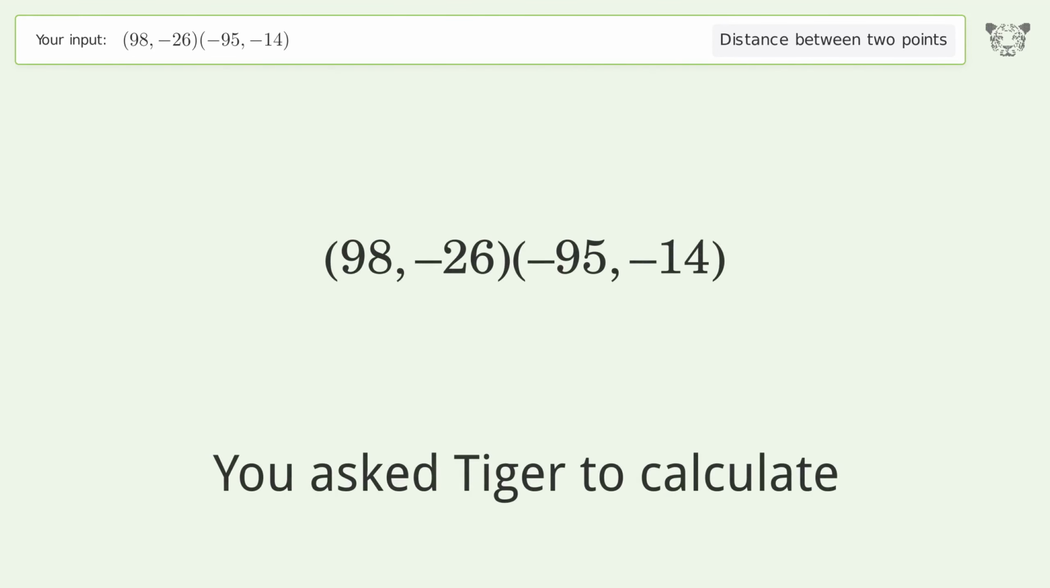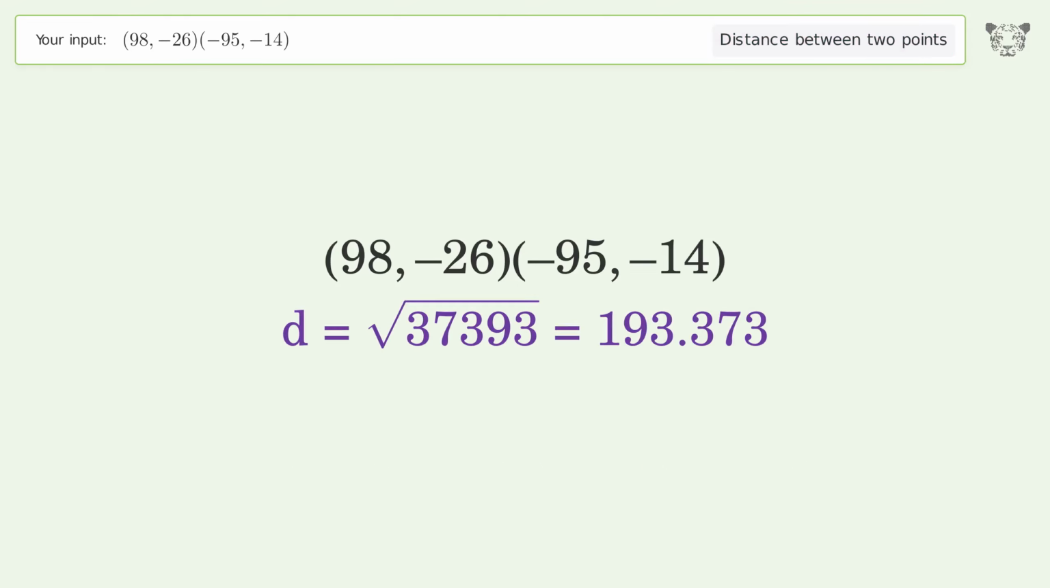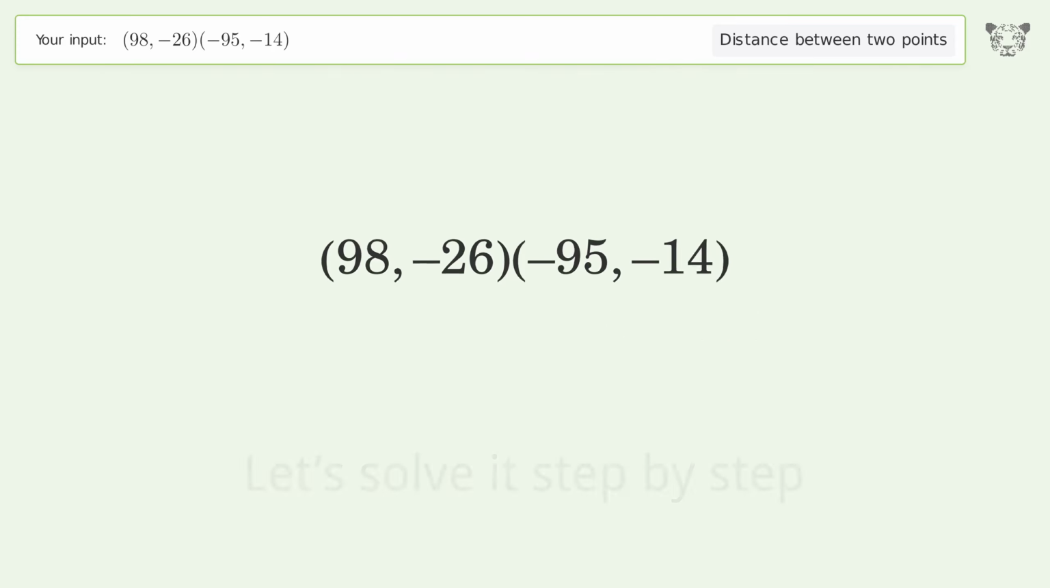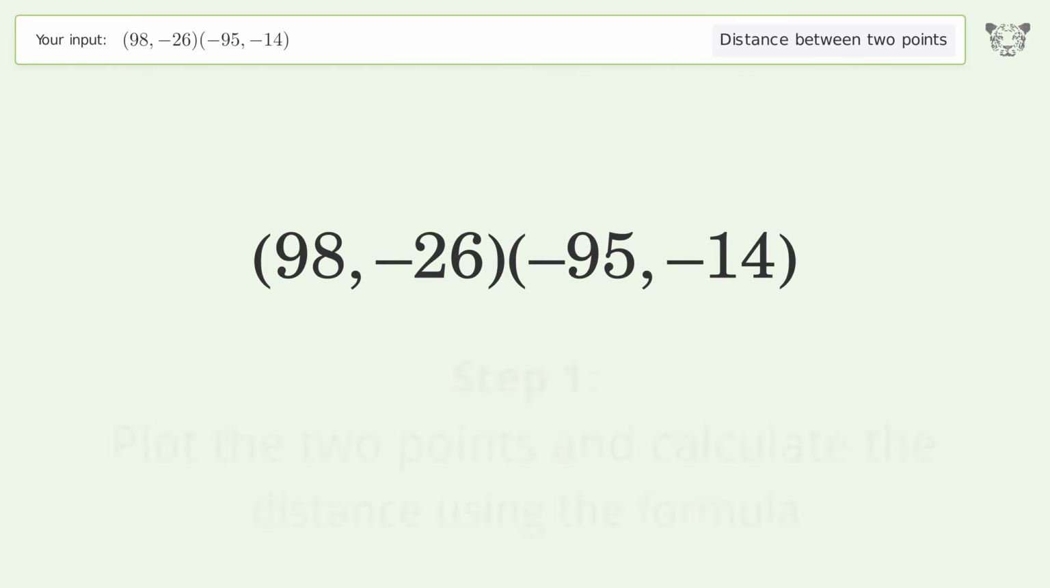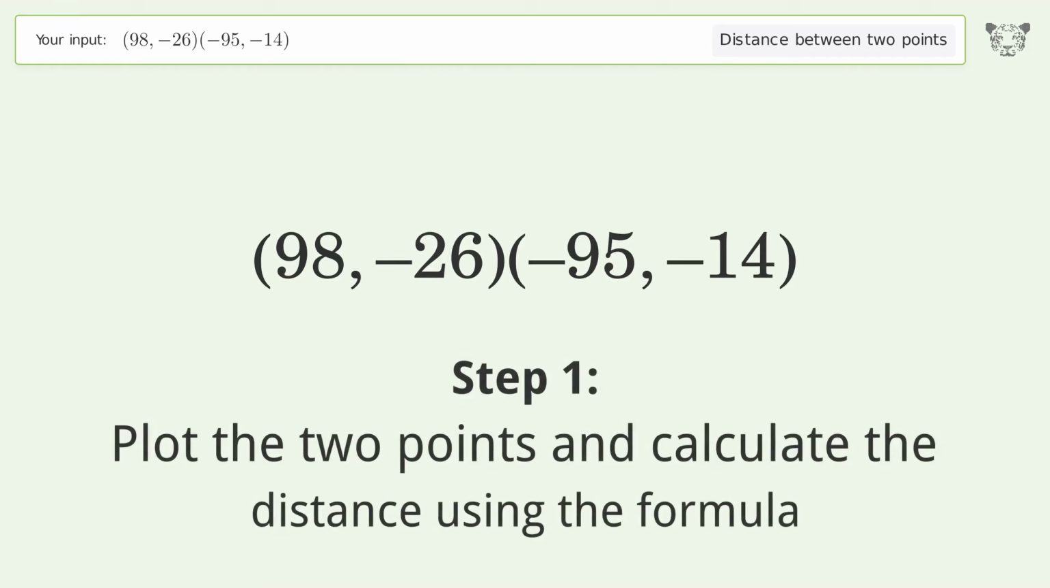You ask Tiger to calculate. This deals with the distance between 2 points. The distance between the 2 points is the square root of 37,393 or 193.373. Let's solve it step by step. Plot the 2 points and calculate the distance using the formula.